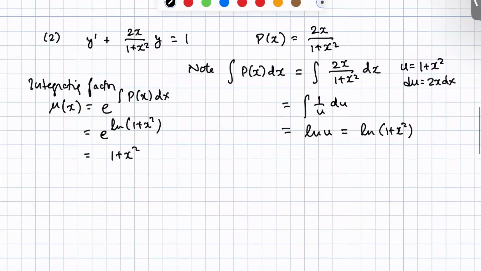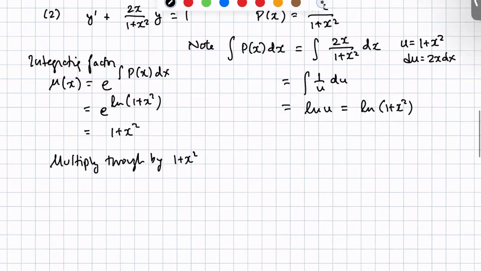So let's multiply through by my integrating factor, by 1 plus x squared. So I have a 1 plus x squared y prime plus, and then the 1 plus x squared cancels out with this term right here. I have a 2xy equals 1 plus x squared.